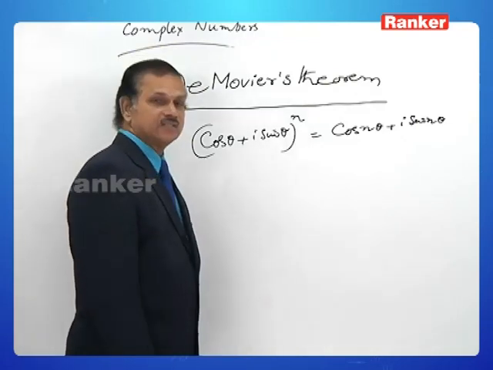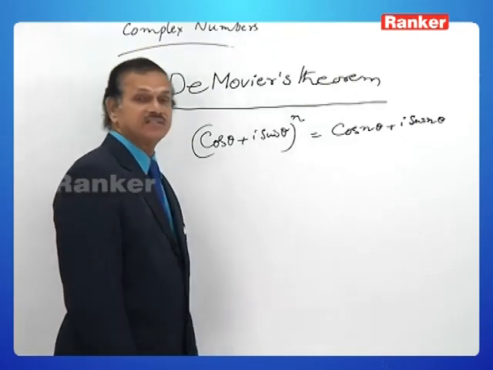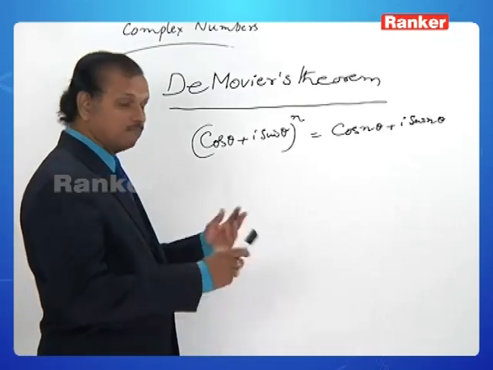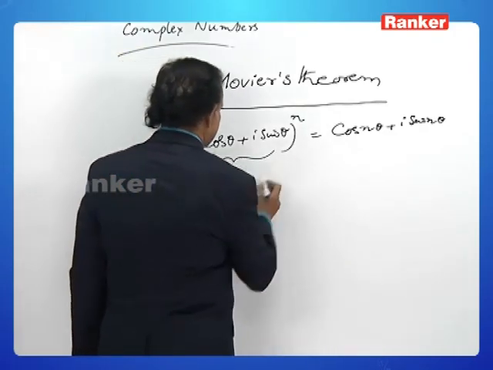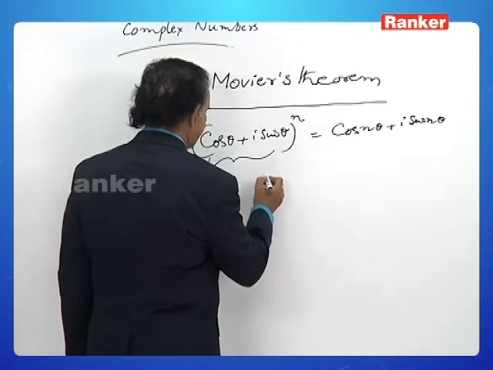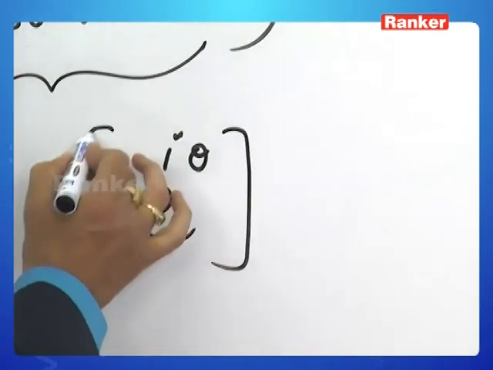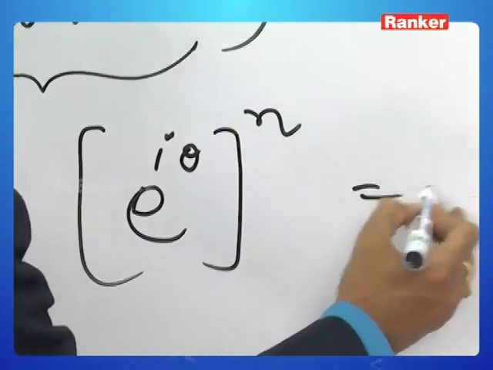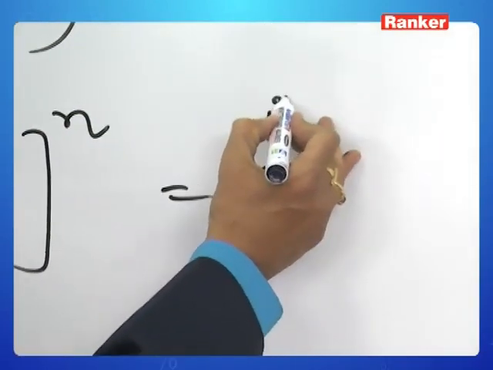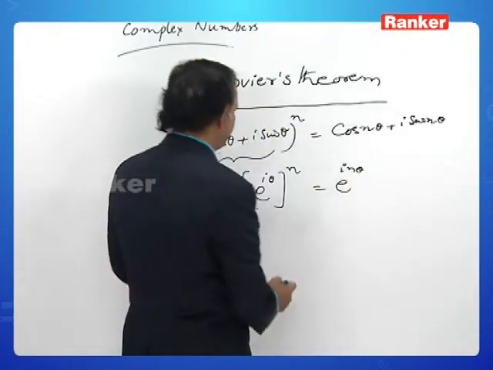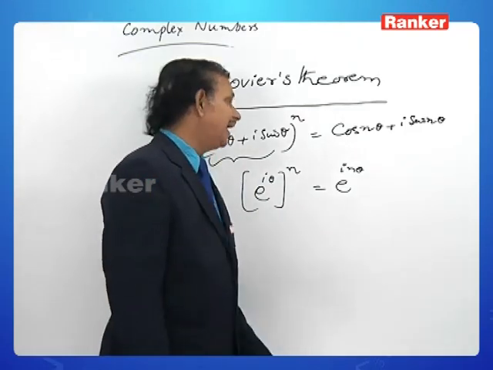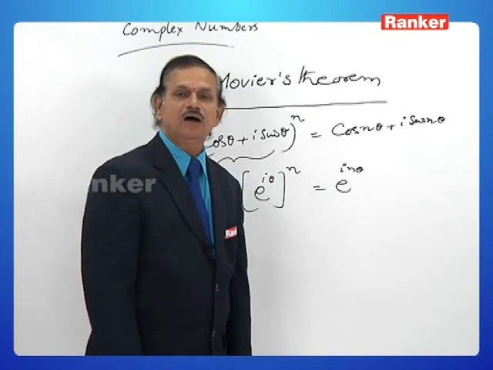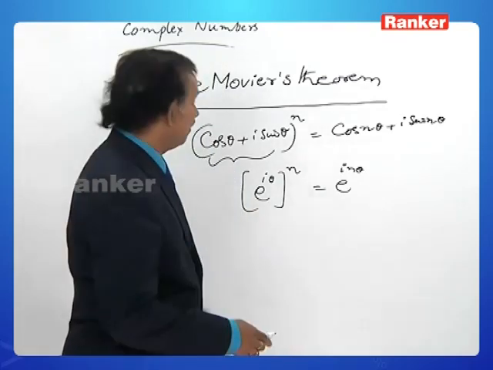(cos theta plus i sin theta) to the power of n is equal to cos n theta plus i sin n theta. And by using Euler's definition, cos theta plus i sin theta is nothing but e power i theta. So (e power i theta) whole to the power of n is equal to e power i n theta.